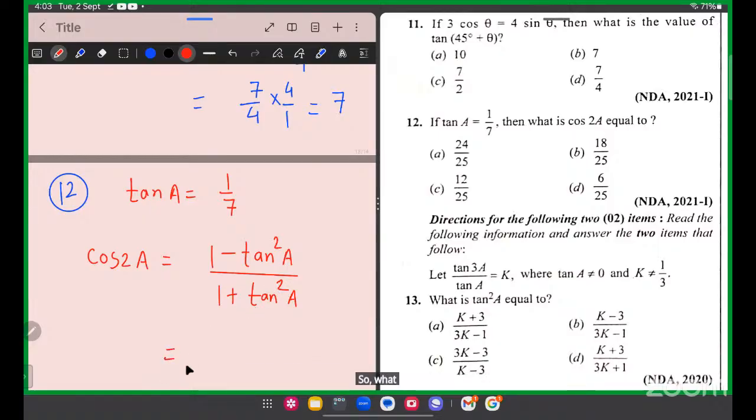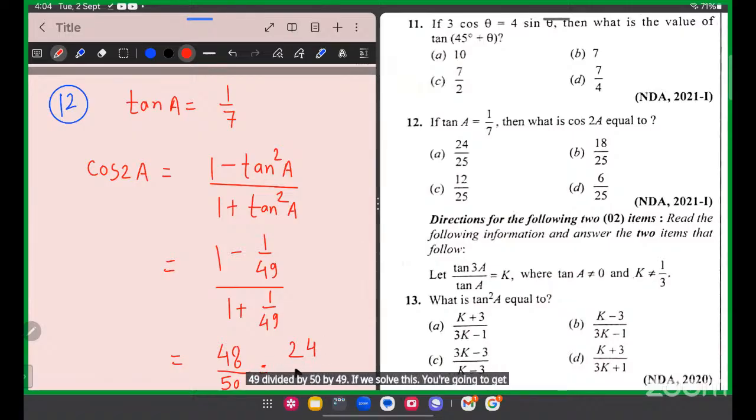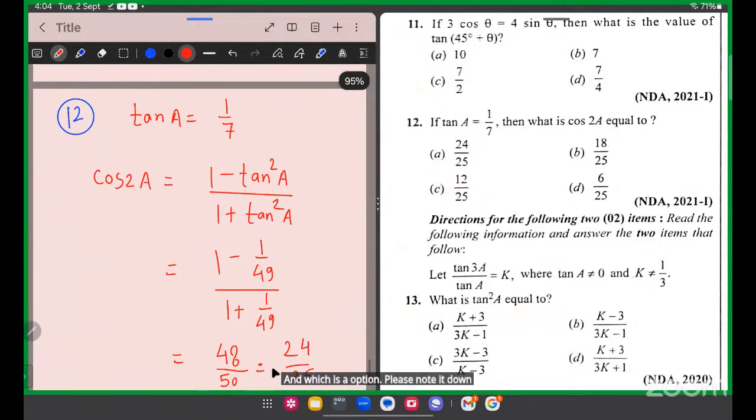So what is tan A? 1 by 7. So it is 1 minus 1 by 7 whole square, 1 by 49, divided by 1 plus 1 by 49. Isn't it? Simple. So it is going to be 48 by 49 divided by 50 by 49. If you solve this, you're going to get 24 by 25, which is option A. Please note it down. Very easy.